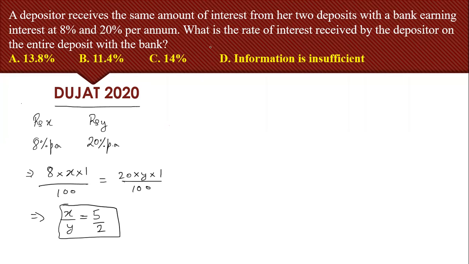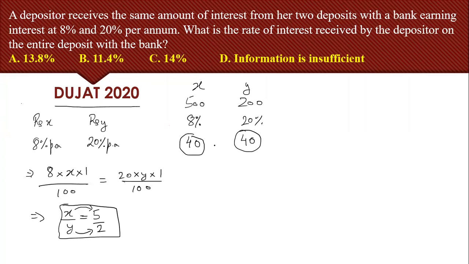Now, he's asking what is the rate of interest received by the depositor on the entire deposit with the bank. That means we are asked to calculate the interest received by both the schemes together. So let me assume X and Y as some values. I'm assuming X as 500 and Y as 200. So 8% of 500 will give me 40 rupees and 20% of 200 will give me again 40 rupees. As you can see, the interest received is same and the question is also saying the same thing. That means we are on the right track.